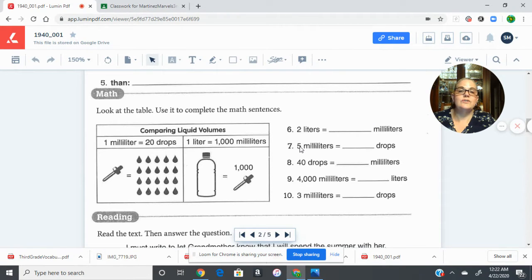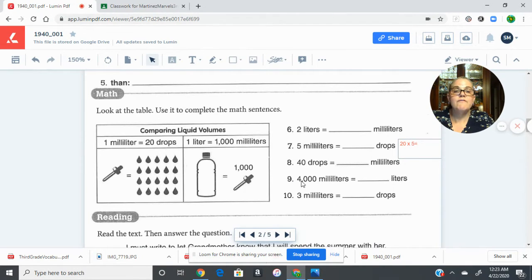5 milliliters, so 5 of these would be the same as 20 times 5, and we've done that math problem before. So we're just thinking of the math problem we've done before where you see the 20 times 5. You could count by 20, five times, too. 40 drops is equal to how many milliliters? So 20 is one of them. 40 would be how many?